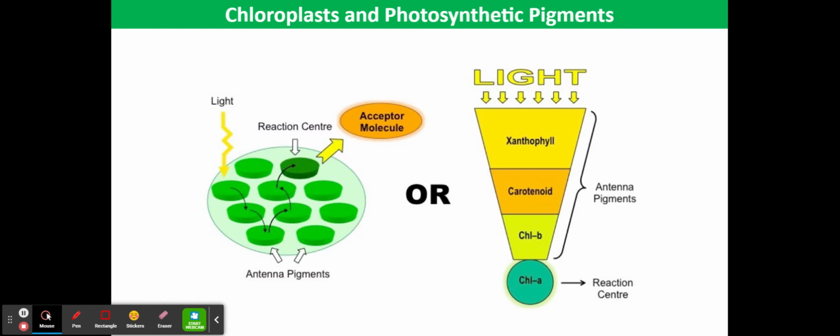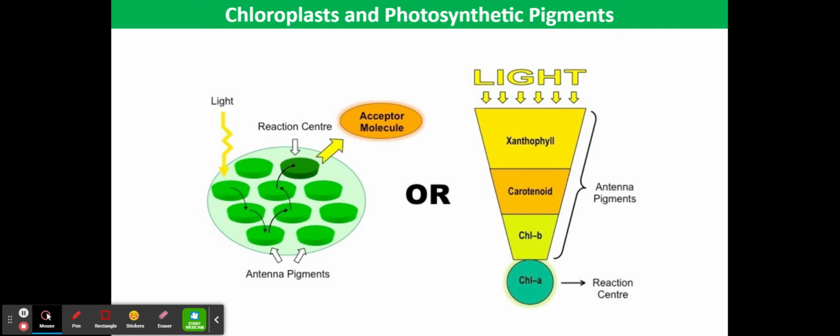Chlorophylls are a mixture of pigments. All have a similar molecular structure, consisting of a porphyrin group, in which is a magnesium atom, and a long hydrocarbon chain. We're now going to look at chlorophyll A, and then we'll look at chlorophyll B.